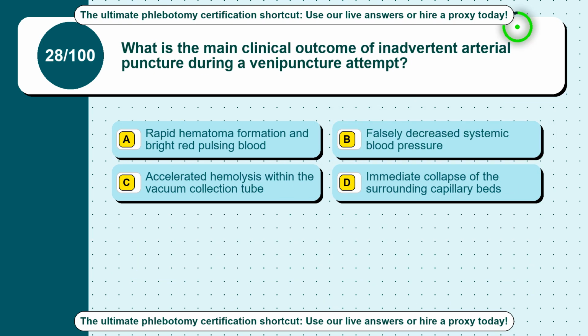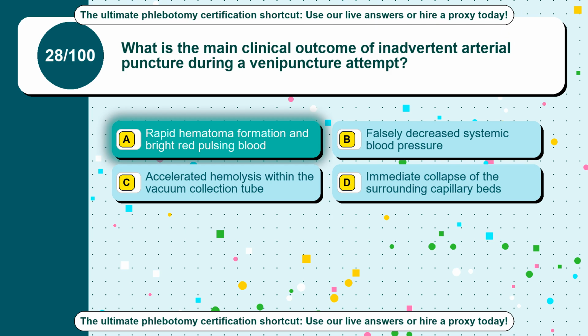Question 28. What is the main clinical outcome of inadvertent arterial puncture during a venipuncture attempt? Option A. Rapid hematoma formation and bright red pulsing blood. Option B. Falsely decreased systemic blood pressure. Option C. Accelerated hemolysis within the vacuum collection tube. Option D. Immediate collapse of the surrounding capillary beds.